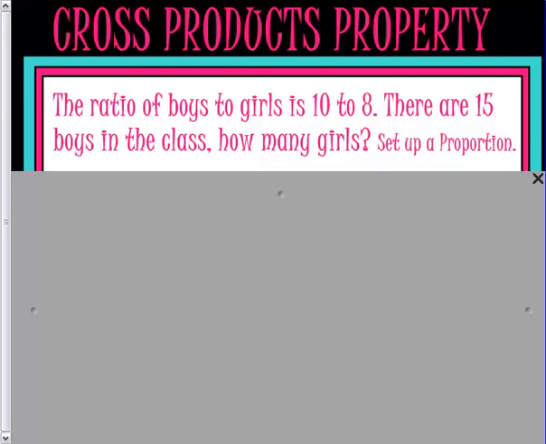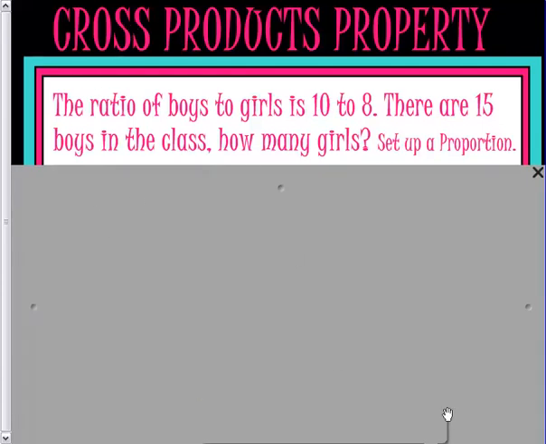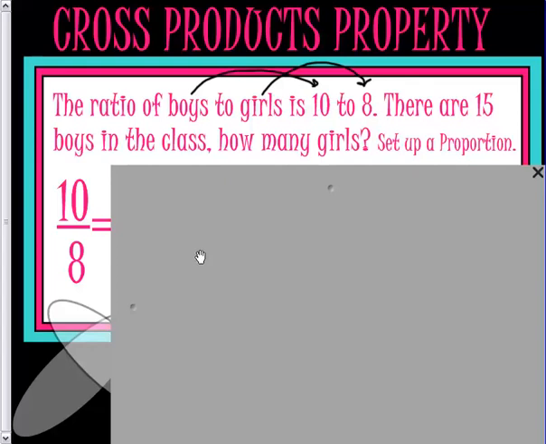Cross products property. Okay, let's look at this one. The ratio of boys to girls is 10 to 8. There are 15 boys in the class, so how many girls are in the class? All right, so we know that for every 10 boys, there are 8 girls, okay? So that's one ratio. We know that there are 15 boys. So boys, 10, 15 boys, okay?